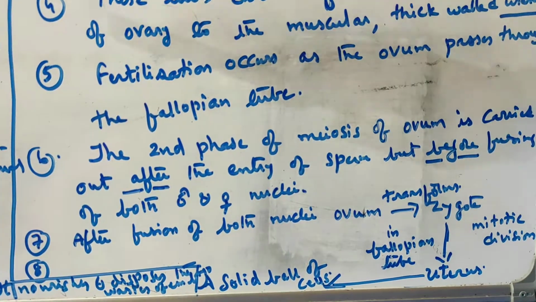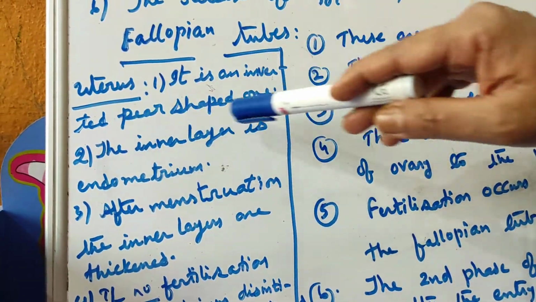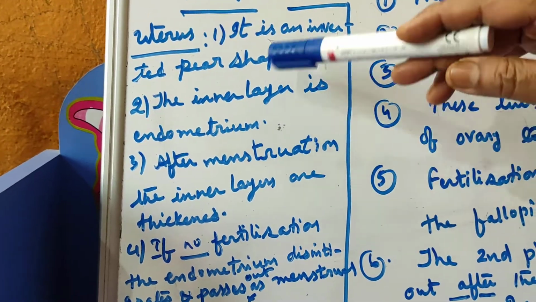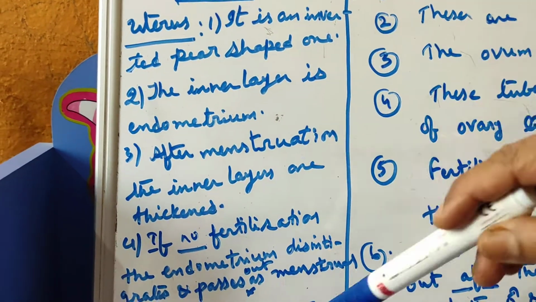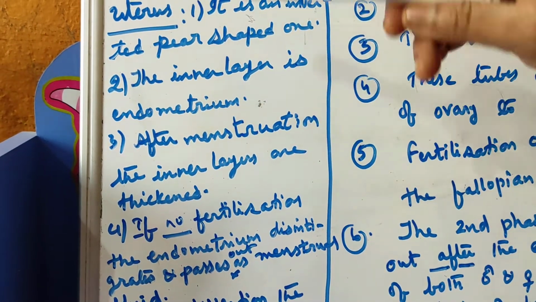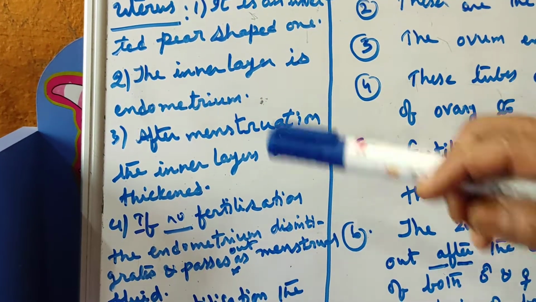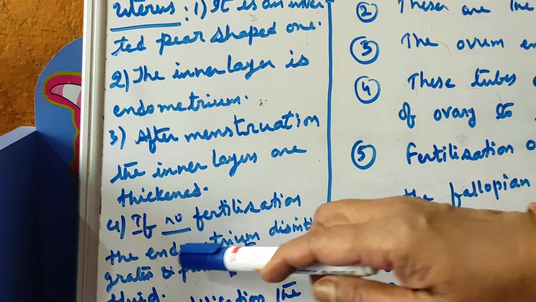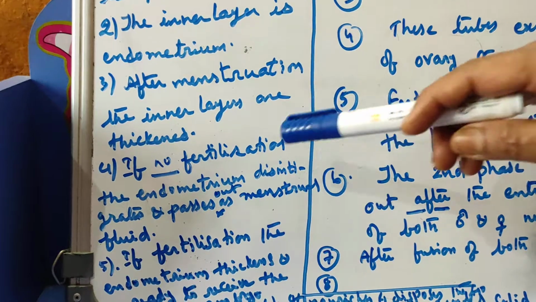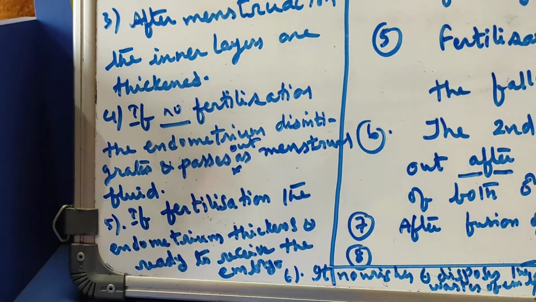Then the uterus. Let us learn about the uterus. The uterus is an inverted pear-shaped organ, and the inner layer is called the endometrium. After menstruation the inner layer is thickened. Actually, this is a very common experience among girls during the puberty stage. Then if there is no fertilization, the endometrium disintegrates and passes out as menstrual fluid. So if fertilization is not there, the endometrial walls disintegrate as menstrual fluid.